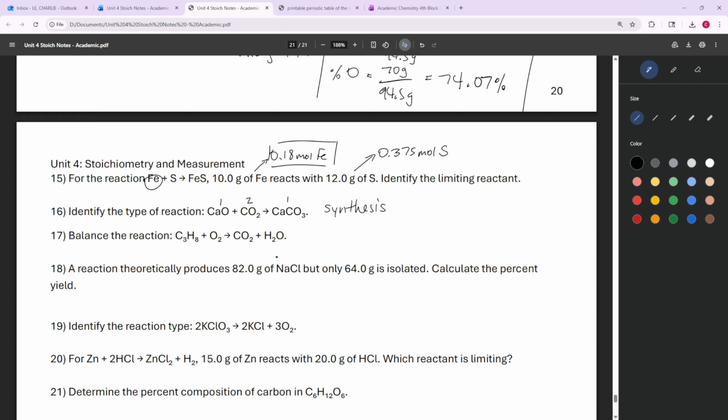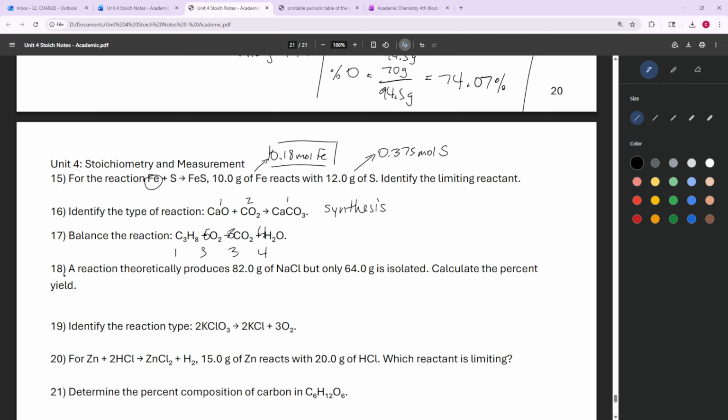Balance the reaction. All right, so we got C3H8 plus O2 yields CO2 plus H2O. So let's see, we need a 3 in front of the carbon dioxide to balance the carbons. 8 hydrogens, 2 hydrogens, so we need 4 in front of the water to balance the hydrogens. If we count the oxygens on the right side, that's 6 plus 4, or 10. So we need a 5 in front of the O2 to balance all of the oxygens. So that should be 1, 5, 3, 4.